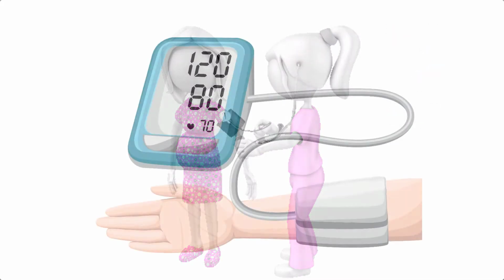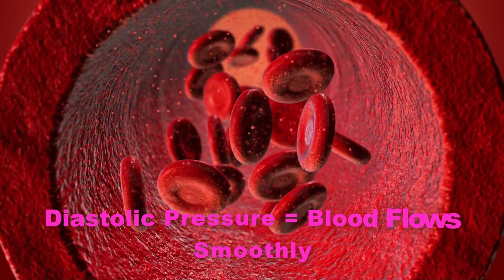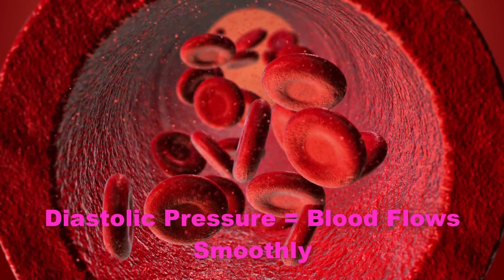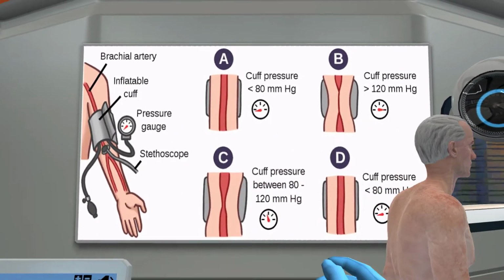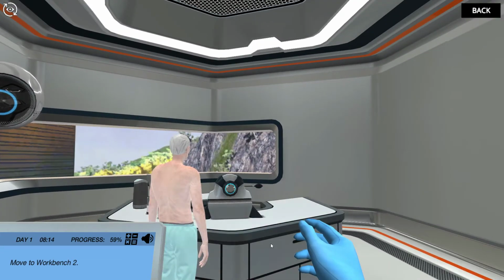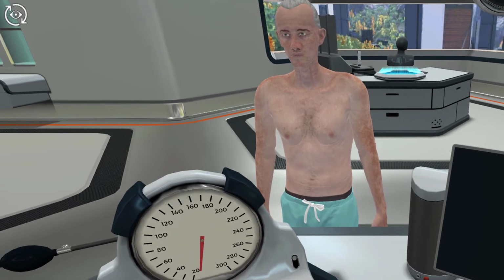At the pressure when the needle stops bouncing, and the knocking sound fades, that is the diastolic pressure. At this point, the pressure in the artery always exceeds the cuff pressure, so blood flows smoothly through the open artery. That was a lot of theory. Let's try to measure it on our test subject. It's easy, I promise. Move to workbench 2.